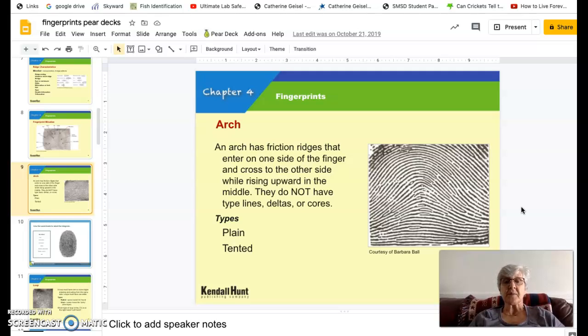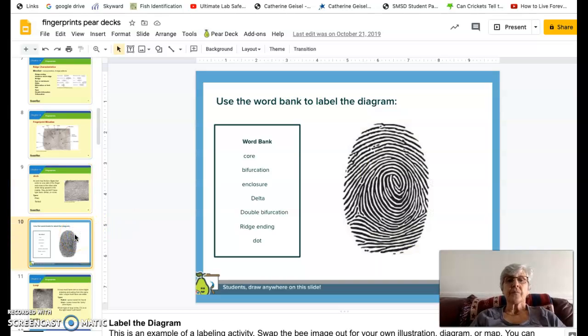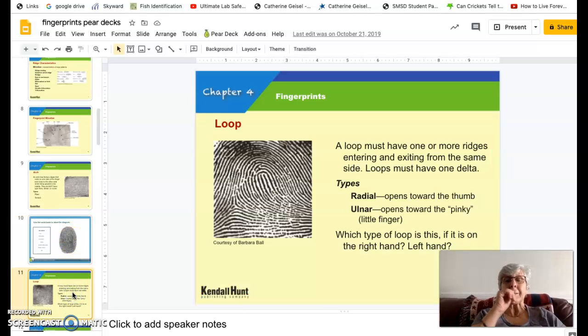There are two types of arches. There are plain and there are tented. This is a plain arch. A tented arch would go up higher in the center. So we will go past that and we'll look at a loop next.